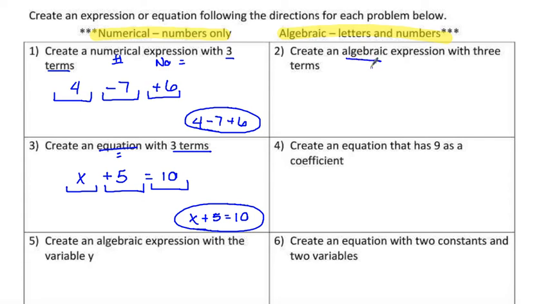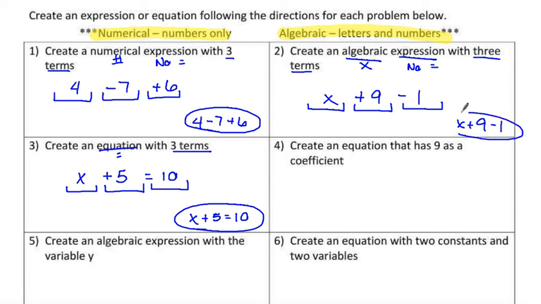Number 2 is algebraic, so I need a letter. It's an expression, so there's no equal sign, and there are 3 terms. So I'm going to have 1, 2, 3. I need a letter. I like x. X is an easy letter. And then the rest of it can be numbers, or you could use letters. It doesn't matter. I'm going to say +9 - 1. And if I write it nice and pretty, which you don't need to, you can leave it on the spaces, that is what it would look like.